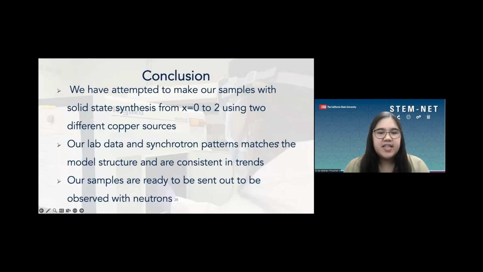And in conclusion, I have been able to synthesize my samples from X factor 0 to 2, as well as test different copper sources. I was also able to confirm phase purity of my samples, and we're ready to submit my samples to be observed under neutrons.